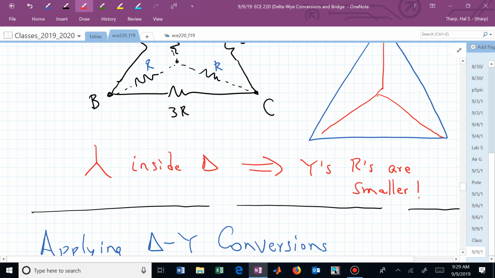The Y's R's are smaller. Y? No. W-Y-E, not W-H-Y.